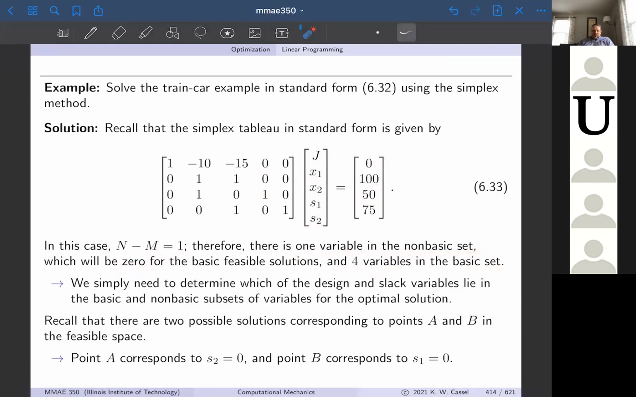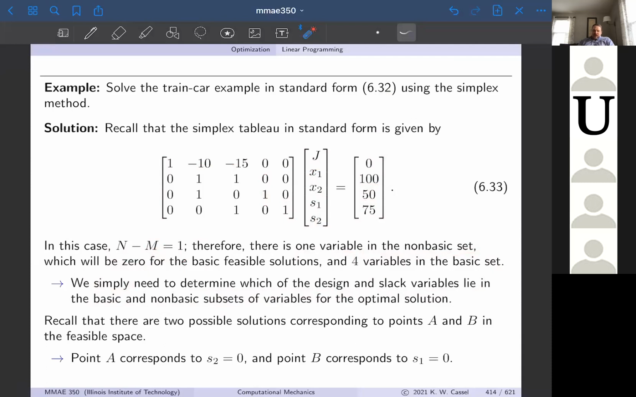So once again, we simply need to, I make it sound simple, it's in no way simple, I should put that in quotes, we simply need to determine which of the design and slack variables lie in the basic and non-basic subsets of the solution that corresponds to the optimal solution. Sounds simple, it's not so simple, obviously.